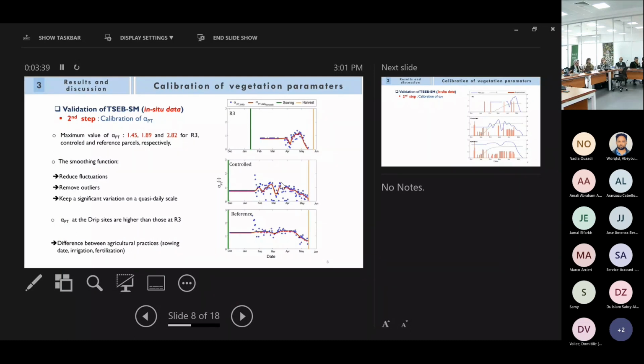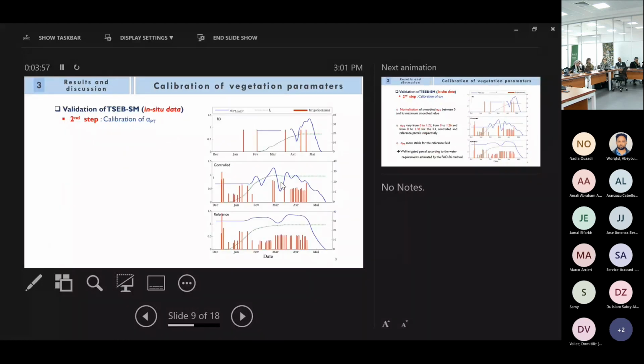we can see the difference between the maximum of the Priestley-Taylor coefficient between the sites in Chichaoua and also in Archi, because there is a big difference between the agricultural practices, especially the sowing date, irrigation and fertilization that we applied for those sites.